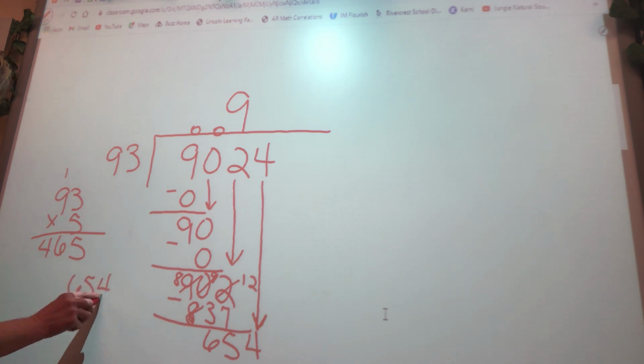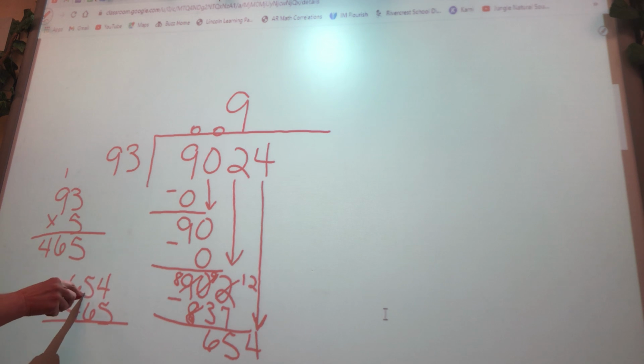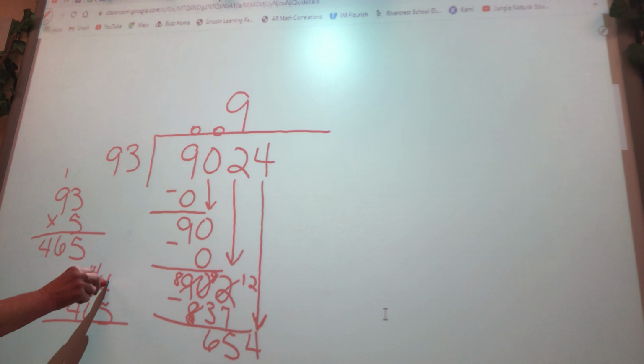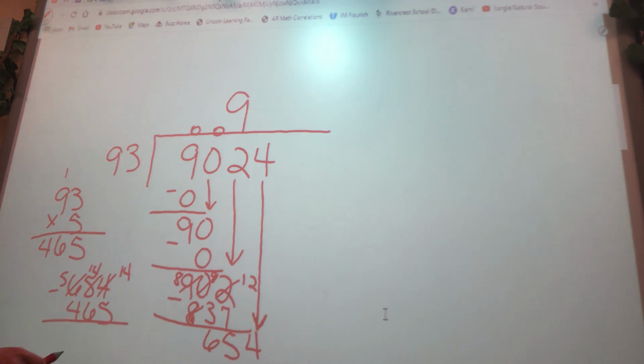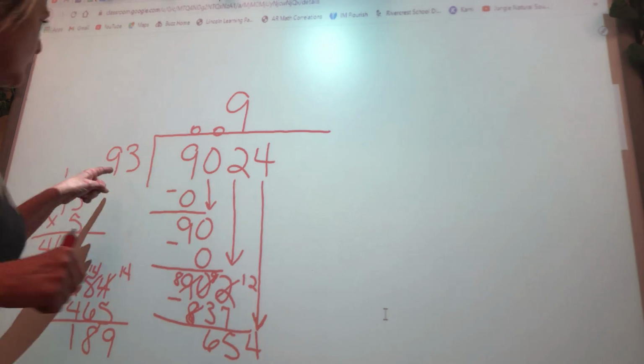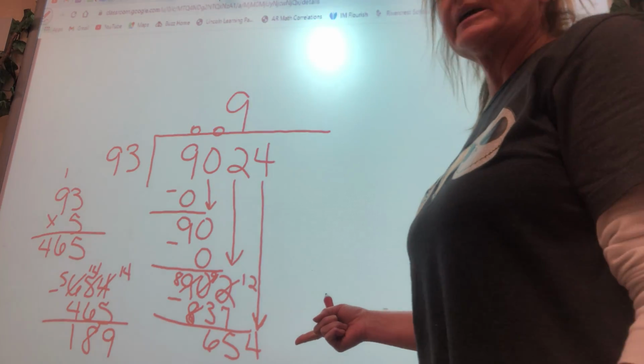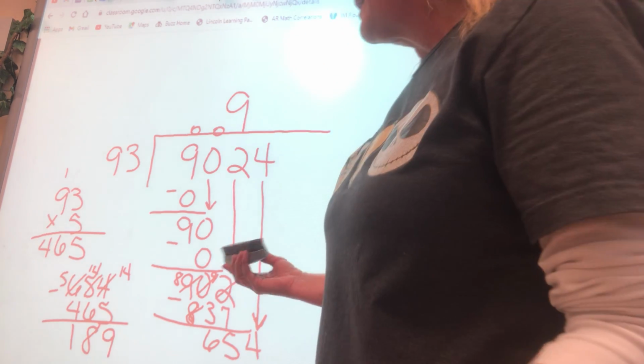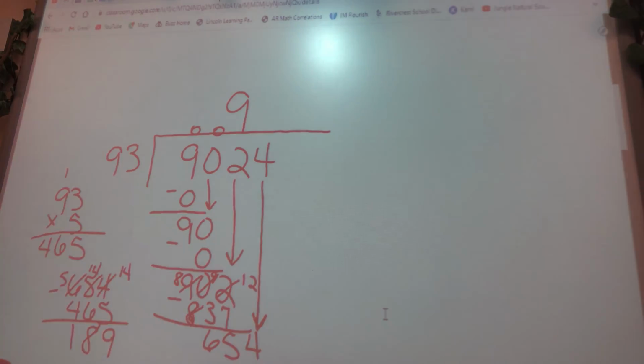654 minus 465. I would have to borrow and borrow. Okay, so 14 minus 5 is 9. 14 minus 6 is 8. And 5 minus 4 is 1. So I would have 189. Well, that's too big, isn't it? That's more than my divisor, and I don't have any more numbers left to bring down. So I'd have to bump down 1. So I'll try a 4.